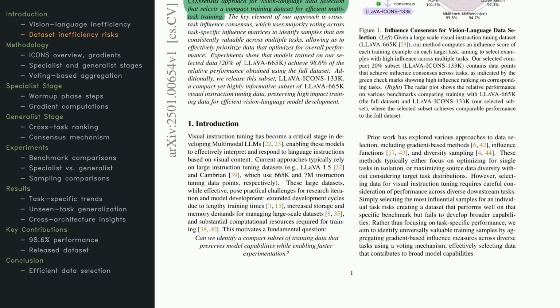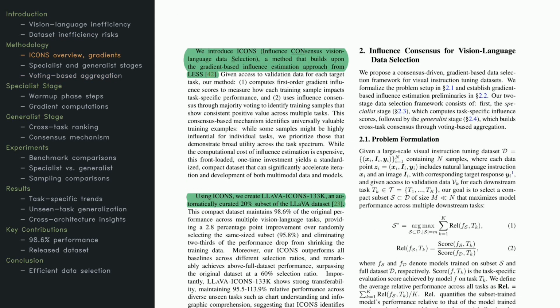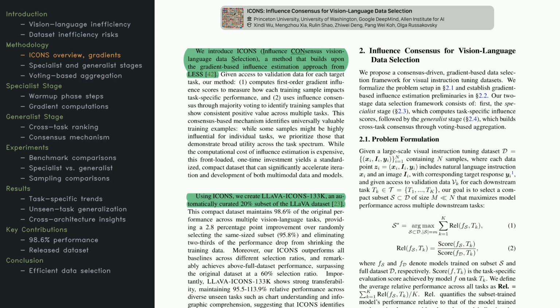Some sampling techniques focus on single-task optimization or only aim for diversity, missing the bigger picture of multitask performance. ICONS addresses this by combining influence measures across several tasks. It uses a voting mechanism to find data samples that are universally beneficial, ensuring broad capabilities while keeping the dataset compact.